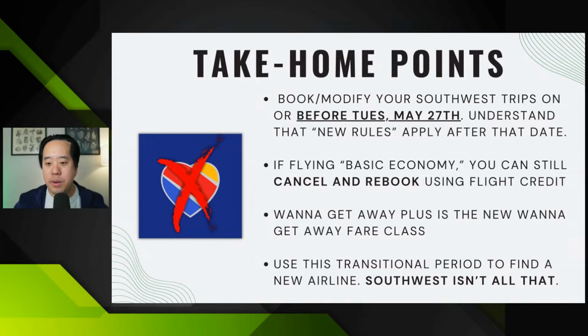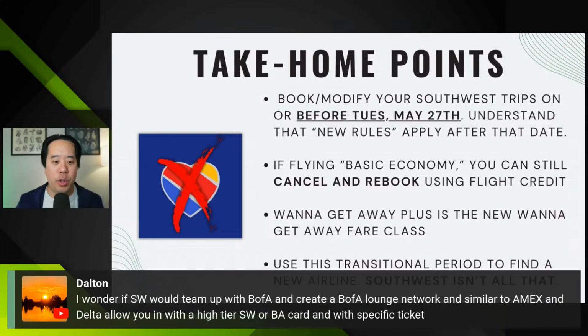All right, so let's see. Dalton asks, I wonder if Southwest would team up with Bank of America and create a Bank of America lounge network, similar to Amex and Delta, that allows you in with a high tier Southwest or Bank of America card with a specific ticket. That'd be interesting. An interesting partnership. I know Chase already has Southwest, so that would probably be hard to do. But yeah, I mean, that would be nice if they had the lounges to do that. I don't know if they'll have them anytime soon.